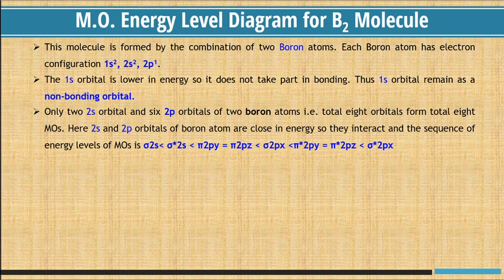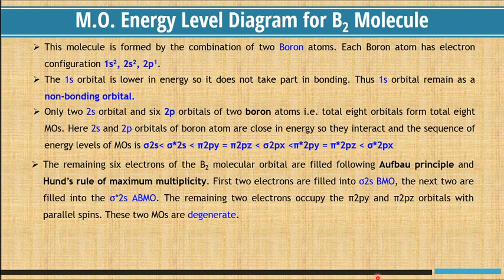Here the 2s orbital and 2p orbital of boron atom are close in energy. The energy gap between 2p and 2s orbital is less, so they interact with each other, and therefore the sequence of energy levels of molecular orbitals can be given as sigma 1s... sigma star 2s, less than pi 2py equal to pi 2pz, less than sigma 2px, less than pi star 2py equal to pi star 2pz, less than sigma star 2px.